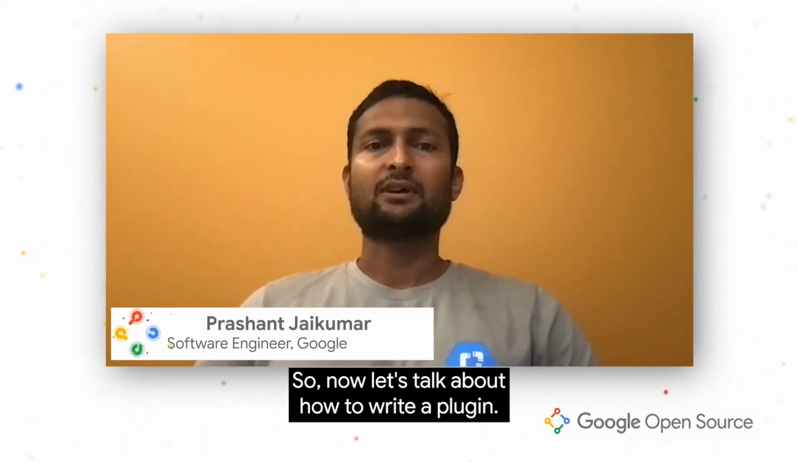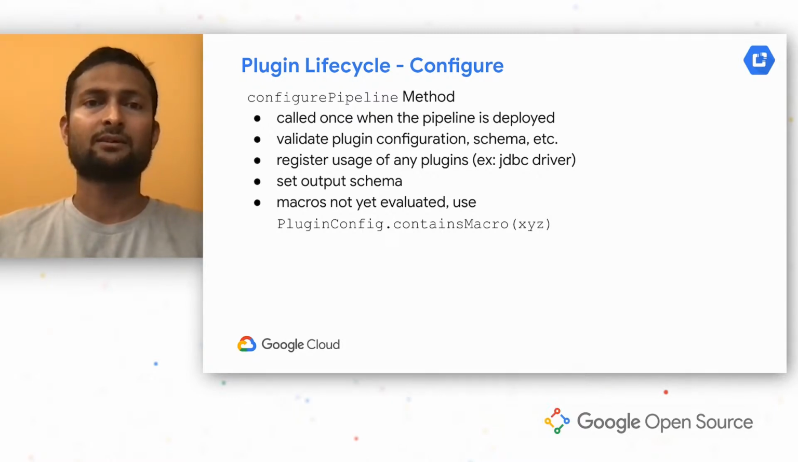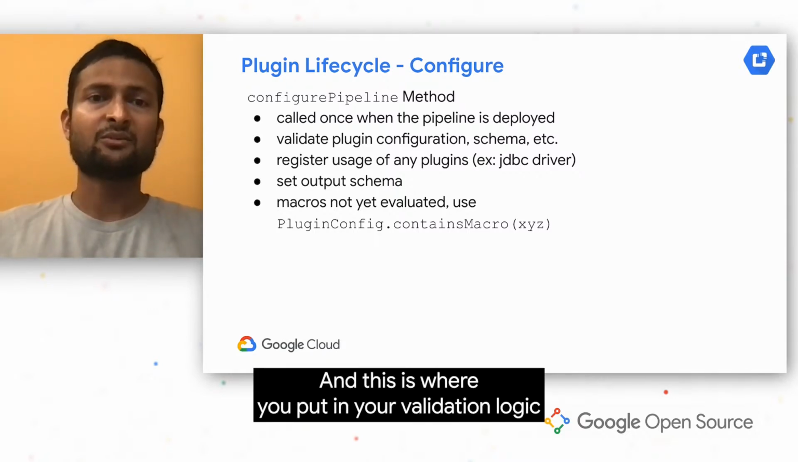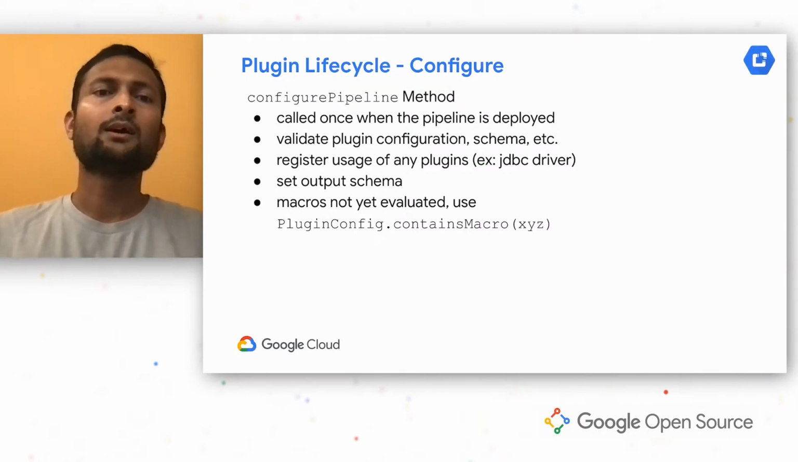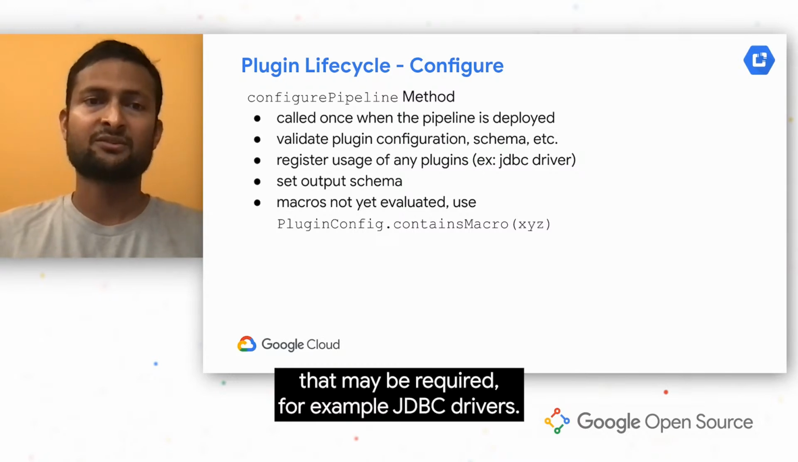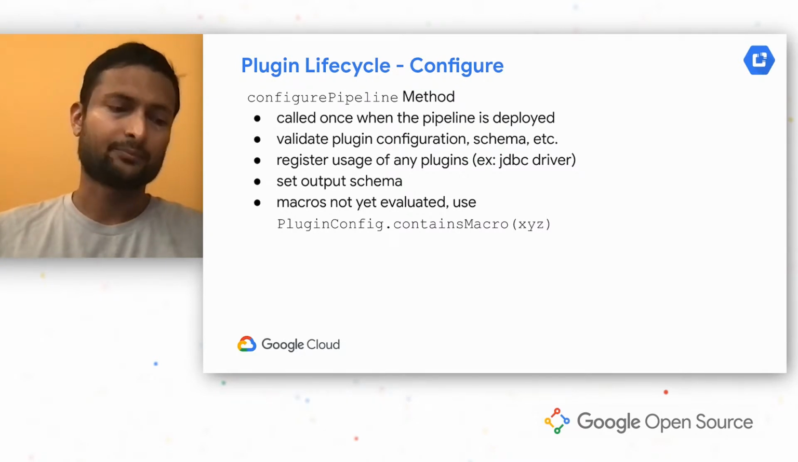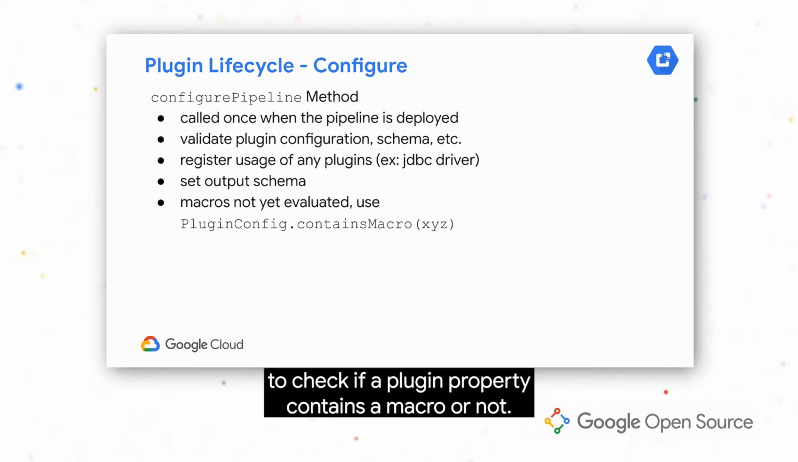So now let's talk about how to write a plugin. The first thing you do is define a configure pipeline method. This method is called once when the pipeline is deployed, and this is where you'd put your validation logic for all of the plugin configuration. You'd also set the output schema here and register usage of any plugins that might be required, for example, JDBC drivers. It's important to note that macros are not evaluated when configure pipeline is called. You can call plugin config.contains macro to check if a plugin property contains a macro or not.